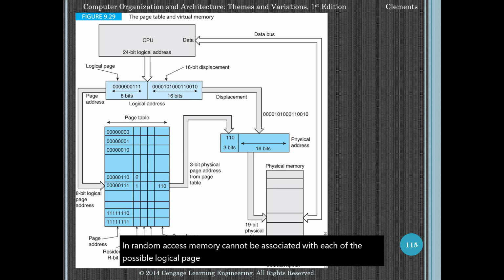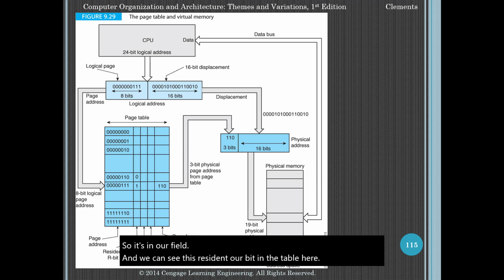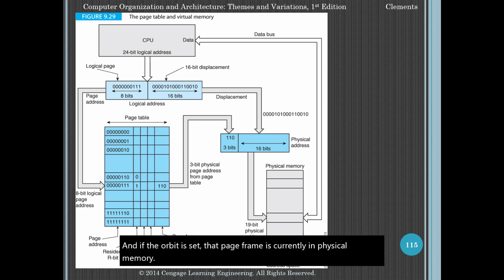Each logical page address has a single bit. So it's an R field, and we can see this resident R bit in the table here. And if the R bit is set, that page frame is currently in physical memory. If the R bit is clear, the corresponding page frame is not in physical memory. And so the contents of the page frame field is basically meaningless.